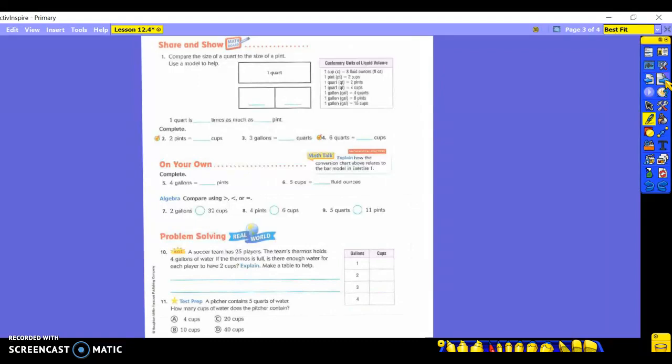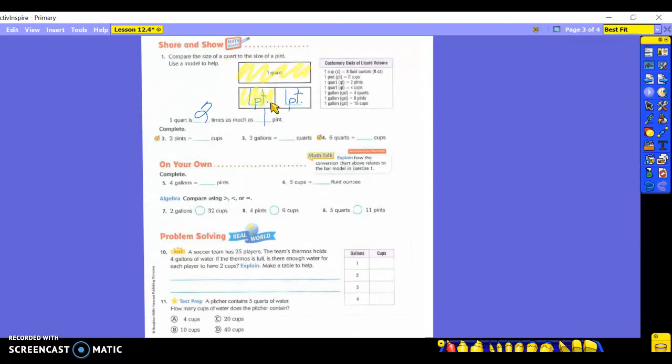All right, number one, compare the size of a quart to the size of a pint. Use a model to help. And they were nice and they drew it for you. What are you putting in these blanks right here? 1 pint, because each one of these pints is going to be here to show the difference between that and the quarts. So if I'm looking at 1 quart and 1 pint, 1 quart is how many times as much as a pint? 2 times as much as 1 pint. We're only looking at 1. We're looking at the quart versus the pint. Okay? Does everybody understand that?